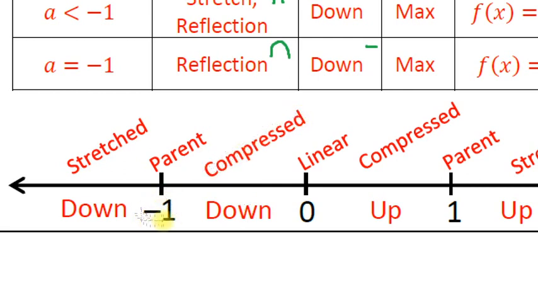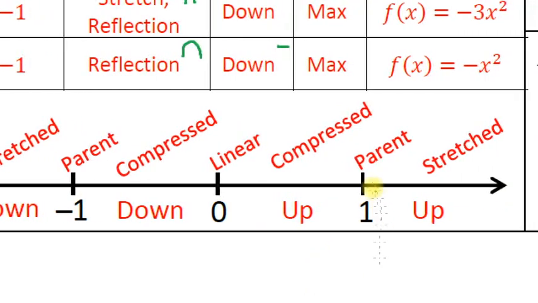When we get to negative 1, we have our normal parent shape. It's just down. And then when we get farther down from negative 1, it still faces down, but now it's stretched. When we go the opposite direction, as the a value gets bigger and bigger, as long as it's less than 1, it's a squished or compressed graph, but it faces up. When it gets to be equal to 1, it's the same shape as the parent graph. And then when it gets to be greater than 1, it still faces up. They all face up over here, but now it is stretched.